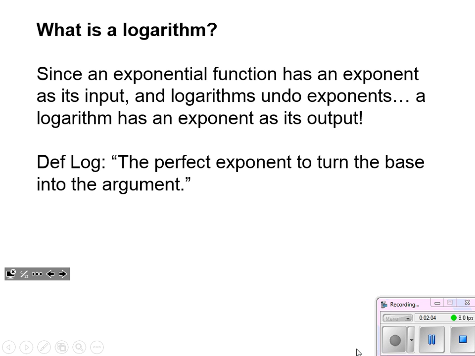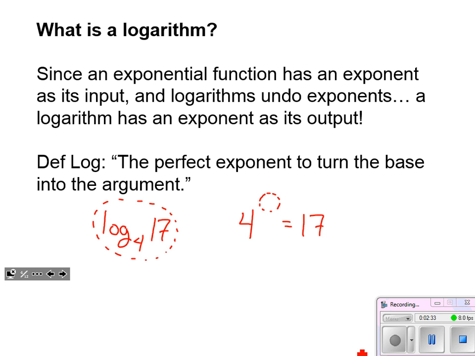So I call this the definition of a logarithm: the perfect exponent to turn the base into the argument. If, let's say, we've got log base 4 of 17, what that's saying is the logarithm itself, the whole thing, is the perfect exponent to put on a 4 to turn it into a 17. What will turn the base into the argument? So a logarithm is an exponent. A logarithm is an exponent.